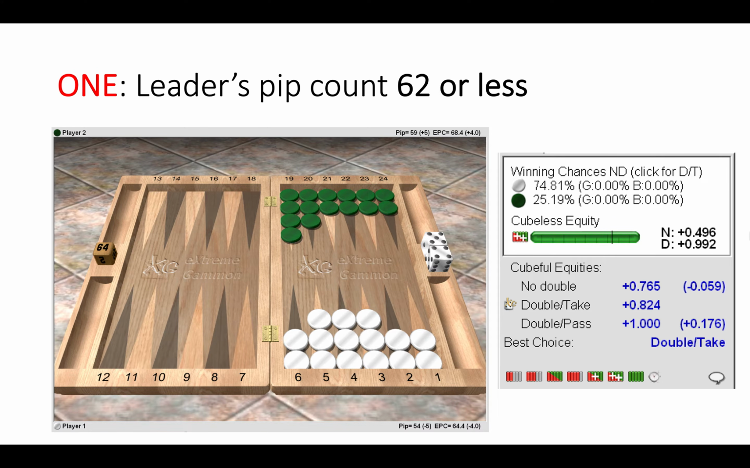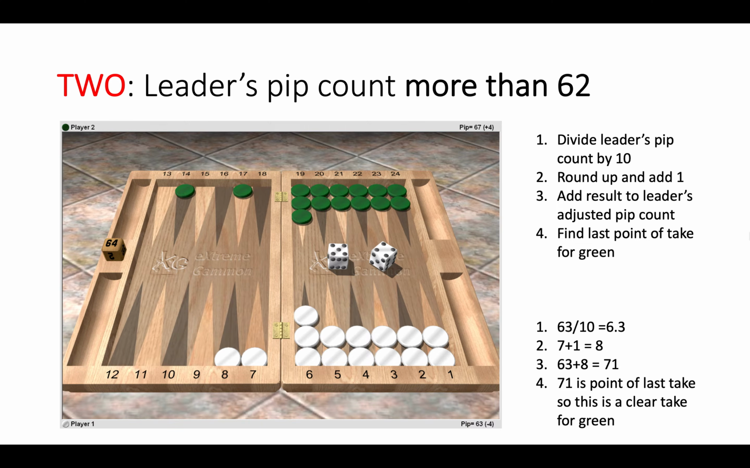And if it was 62, it should be a pass, at least according to Trice's Rule 62. Now, if we look at the second rule, where white now has a pip count as a leader of more than 62, we have to make a slightly different calculation here. So now we divide the leader's pip count by 10, we round up instead of down and add 1, add the result to find the last point of take.